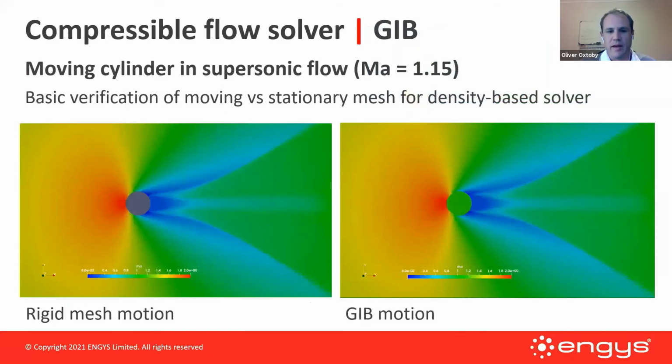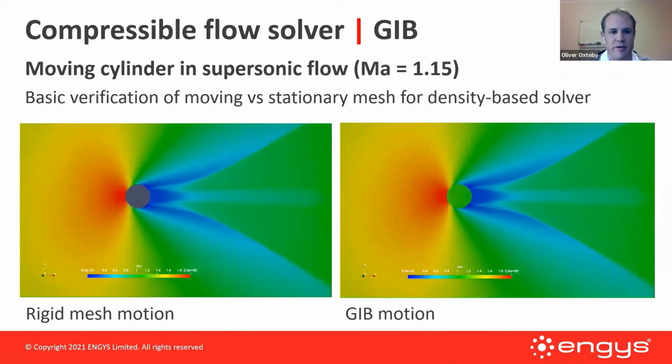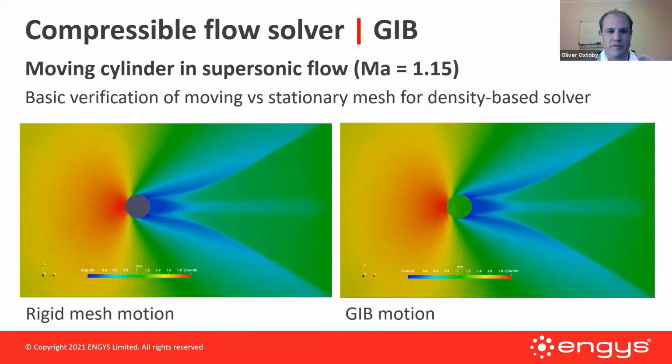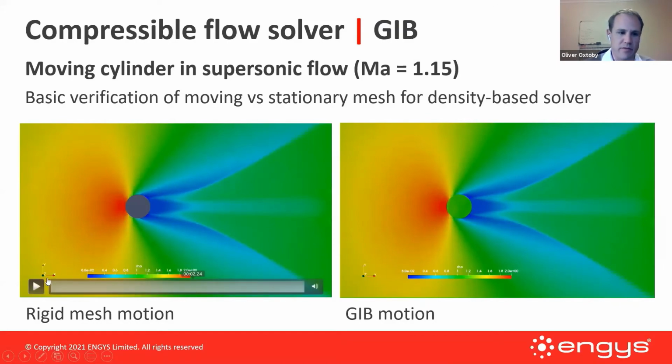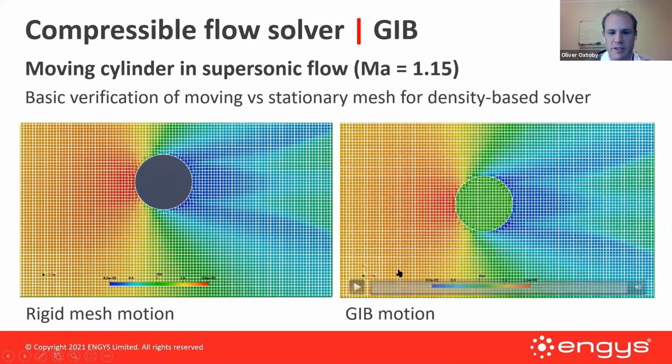So as a very simple first test of this, just a verification of the coding, we have this old faithful case of the moving cylinder, this time in a supersonic flow. And we just oscillate that back and forth in the flow field. On the left, we rigidly move the mesh, and on the right, the cylinder moves through the mesh using the GIB, as you can see more clearly in these animations.